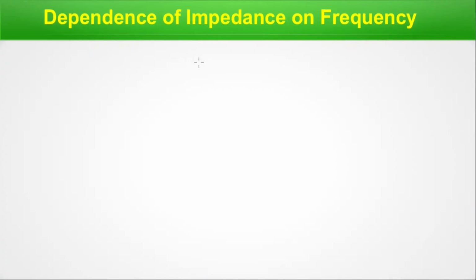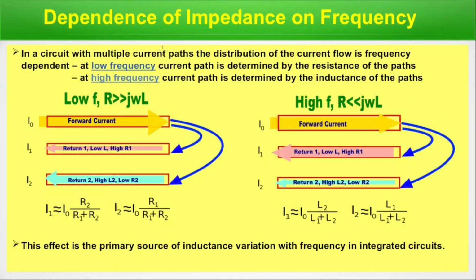Dependence of impedance on frequency. In a circuit with multiple current paths, the distribution of the current flow is frequency dependent. When a circuit has multiple current paths, the distribution of current flow becomes frequency dependent. How? At low frequency, the current path is determined by the resistance of the path. At high frequency, the current path is determined by the inductance of the path.